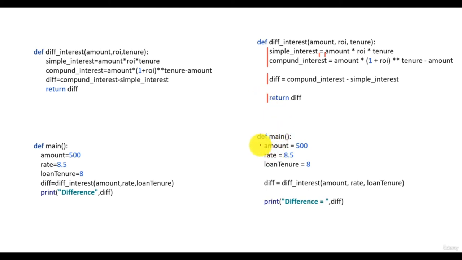Similarly, in the main program, we have tried to use this concept. These three statements are the input to your program, where we have specified the values assigned to different variables. Then in the second step, we use the function diffInterest to calculate the difference between simple interest and compound interest. And finally, the third statement is the output statement. So the first three are input statements, the next is the calculation, the logic of your program, and the third is the output. Because these are three different blocks in your program, we have separated them using these two blank lines.